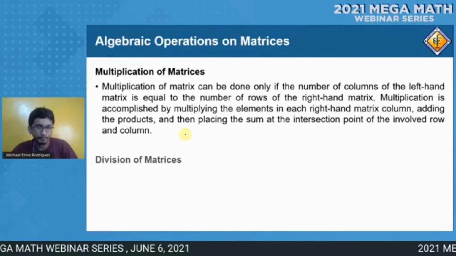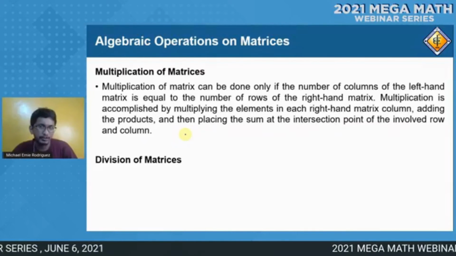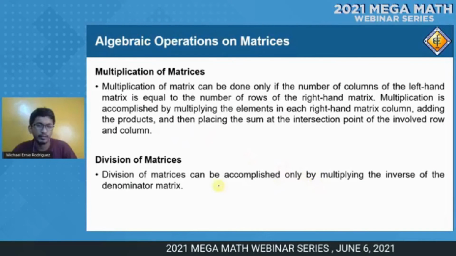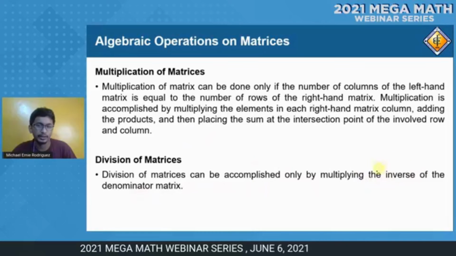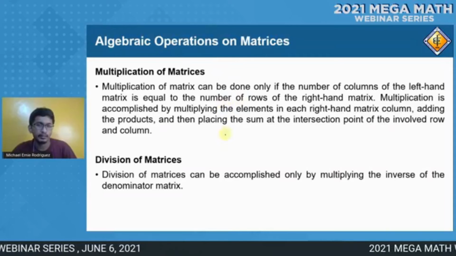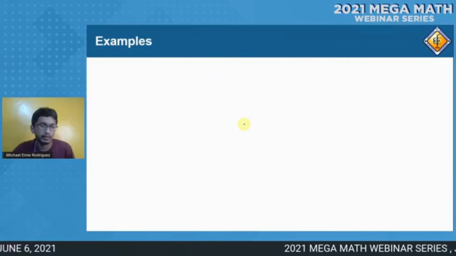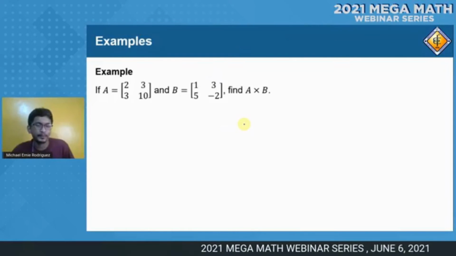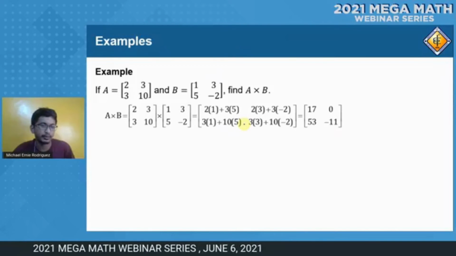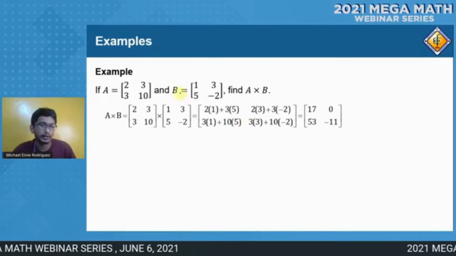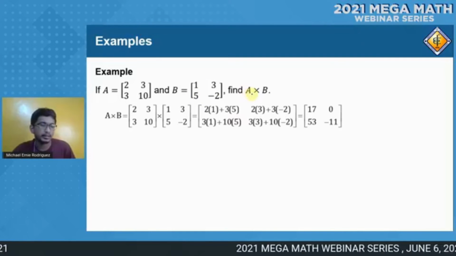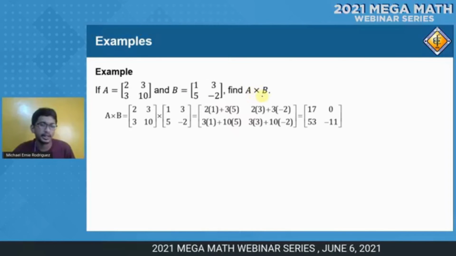Okay? And then, division. So, division is accomplished by multiplying the inverse of the denominator matrix. So, later, discuss natin yung inverse. So, for the meantime, dito muna tayo sa multiplication magpo-focus. So, for example, if your matrix A is 2, 3, 3, 10, and your B is 1, 3, 5, negative 2, we find the product of A and B.